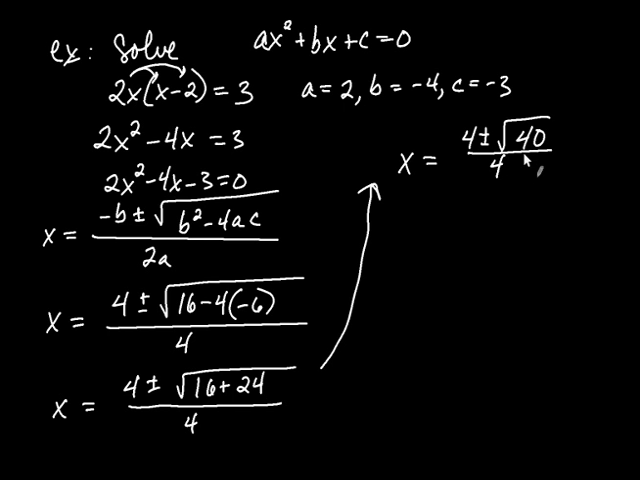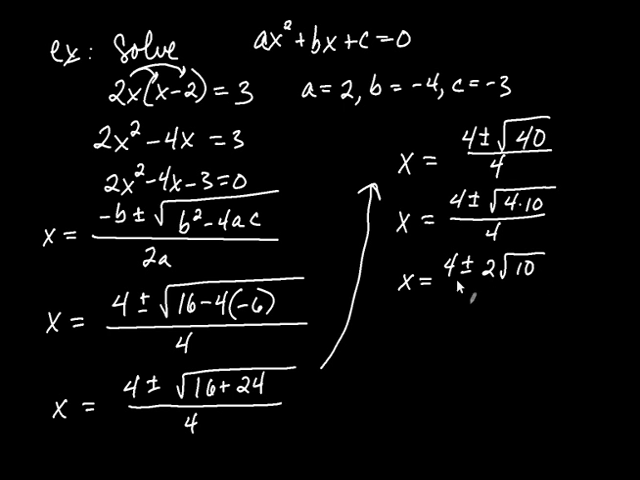Okay, now the square root of 40 can be simplified. So it's going to be x equals 4 plus or minus the square root of 4 times 10 all over 4. So x is equal to 4 plus or minus, and the square root of 4 is 2. So 2 root 10 over 4.